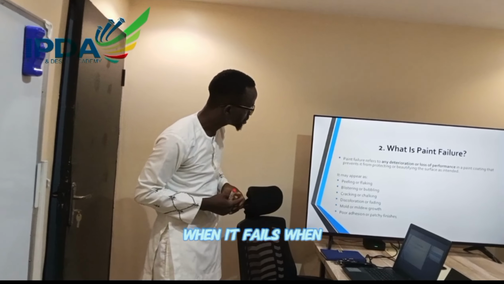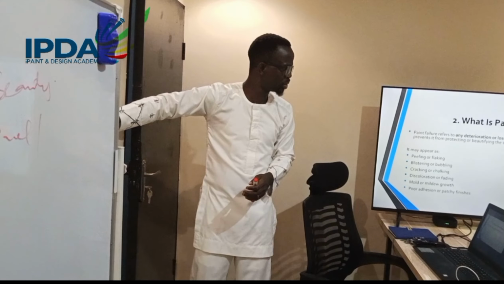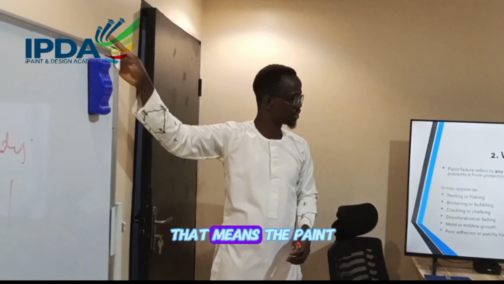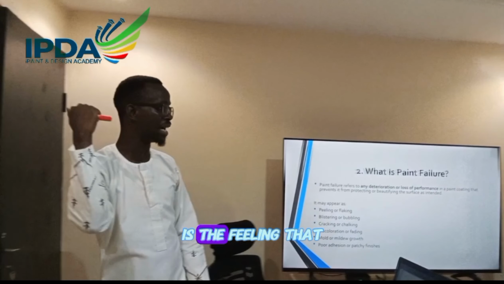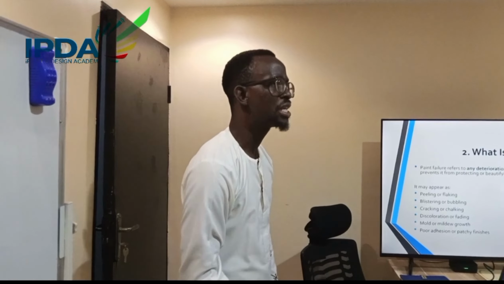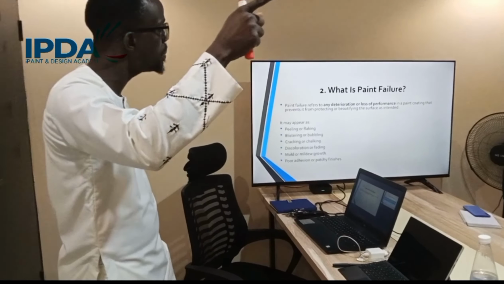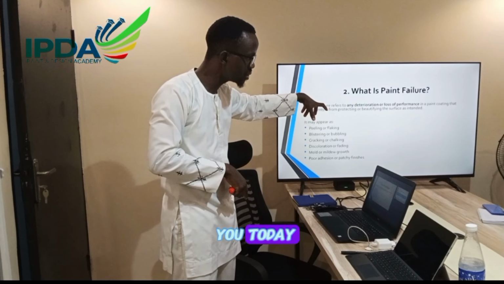So when you look at this place, one month ago, one week ago, and you begin to see it lift, that means the paint has failed. There was something you did not do. The effect of the failure is the thing that you are seeing. That's what we are saying. This paint failed. What made it fail is what I'm teaching you today.